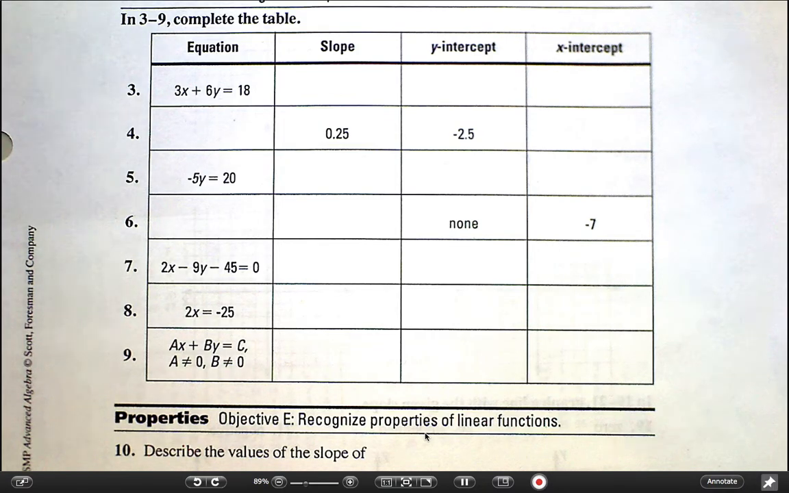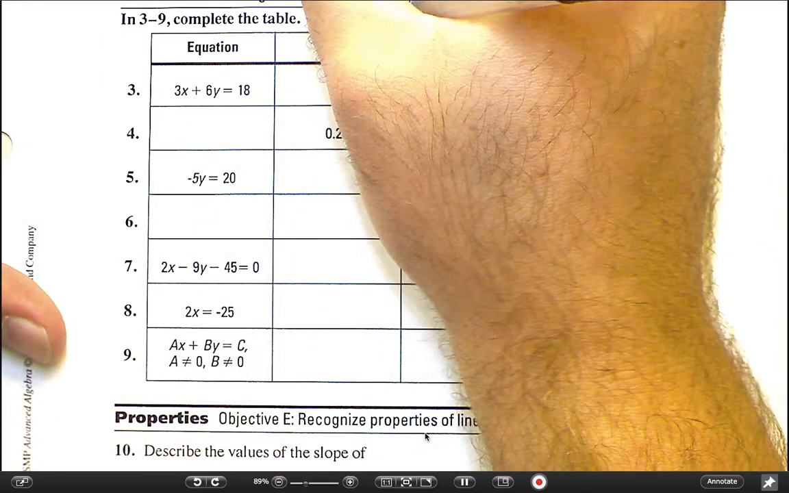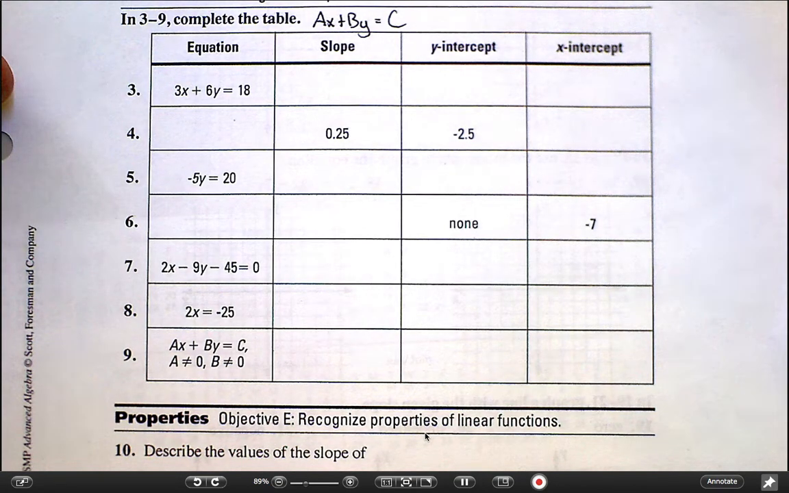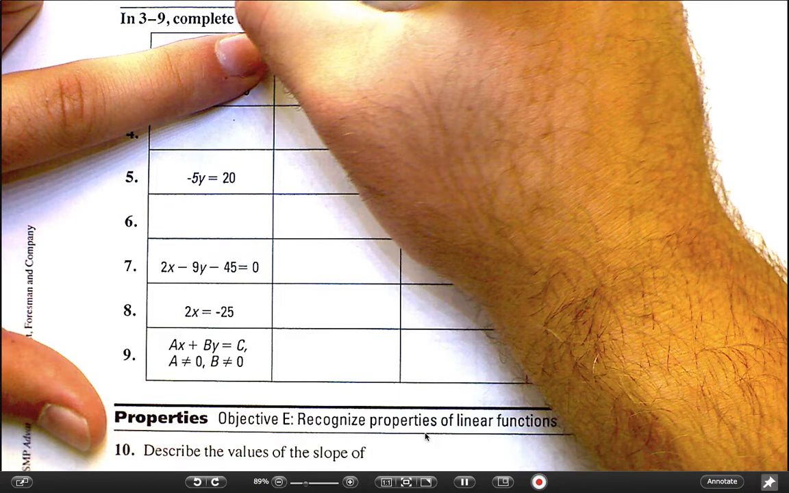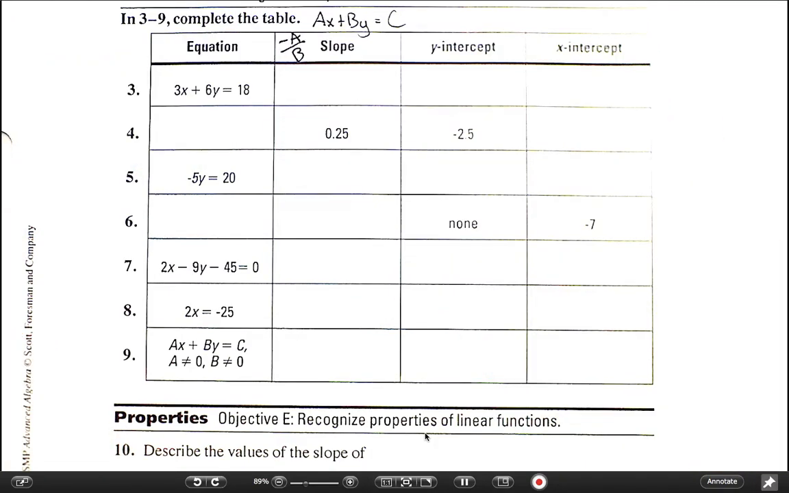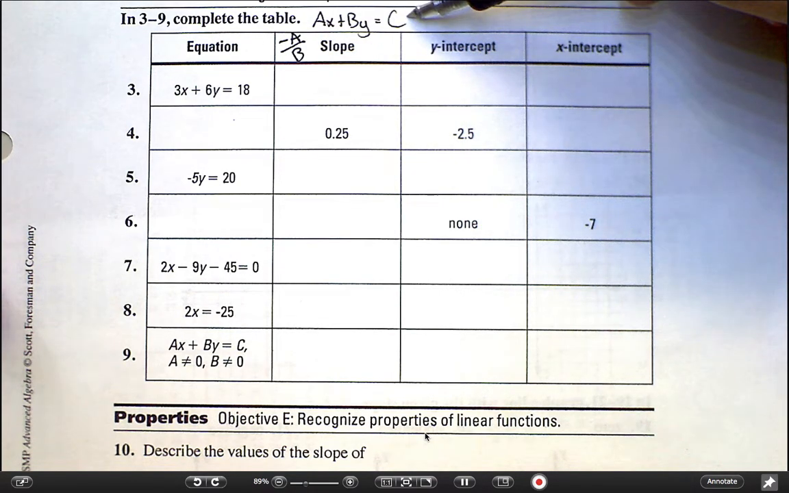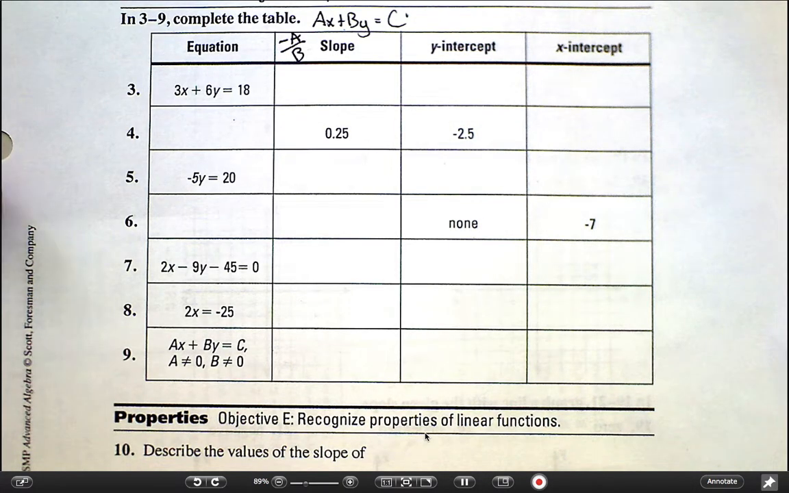So most of the equations we're going to be working with on this page are in standard form, which, if we remember, is ax plus by is equal to c. In your notes, we found that the slope in that form is always given by negative a over b. If you go back in your notes, we just solved for y. We moved the ax to the other side, that's where the negative a came from, and then we divided by b.